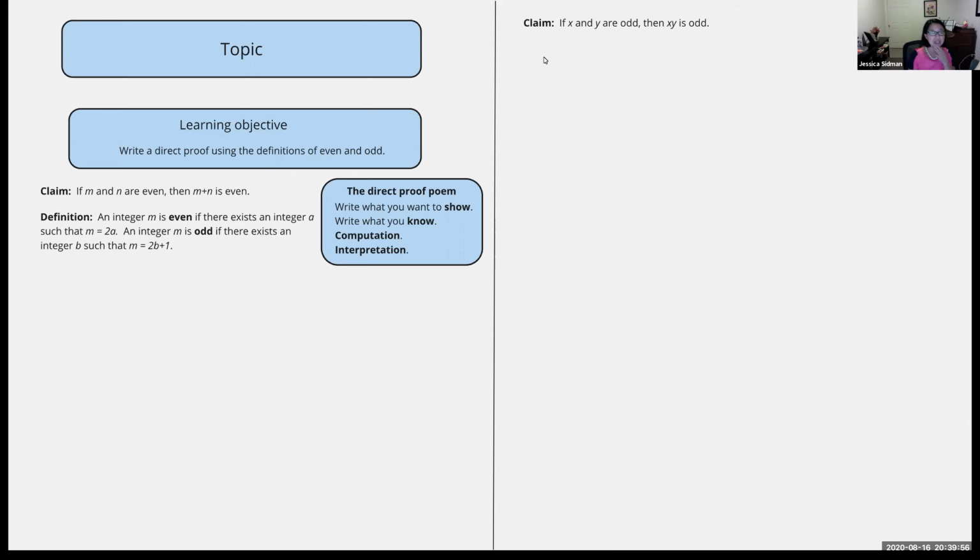Well, the first claim you see here is an implication, so it's an if-then statement, and the statement is: if m and n are even, then m plus n is even.